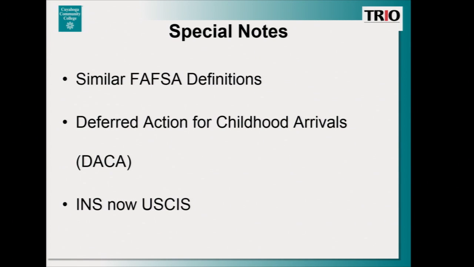Just a few side notes. Those familiar with financial aid will notice that many of the eligibility criteria listed previously are similar to those used by the Department of Education's Office of Federal Student Aid to determine a student's eligibility for federal student aid. Also, it is largely understood that students who qualify for deferred action for childhood arrivals are not considered eligible for TRIO programs given the regulatory guidelines outlined previously.